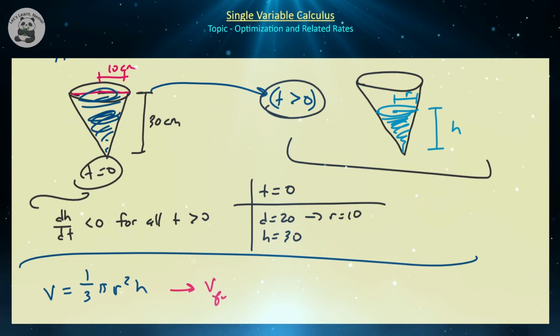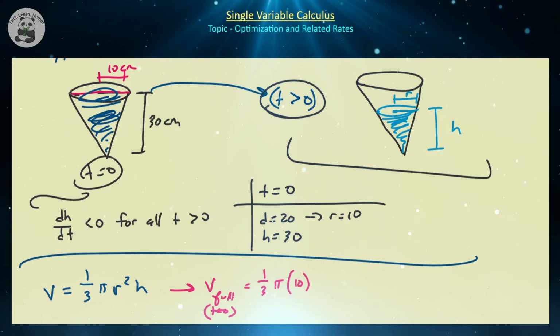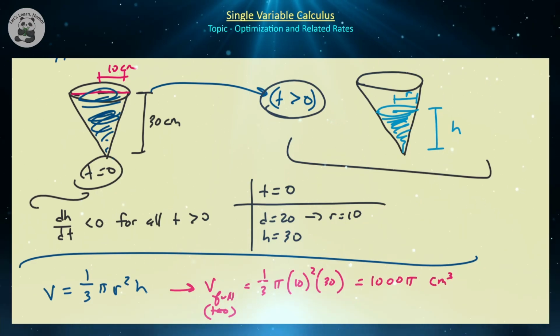So V full, I'm going to call it, but again, this is just t is equal to 0, is going to be equal to 1/3 pi r squared h, which is equal to 10 squared times 30. So that's going to be equal to 10 squared, 100. 100 times 30 is 3,000. 3,000 divided by 3 is going to be, what is that? 1,000. There we go. So 1,000 pi cubic centimeters. So that's our initial volume.